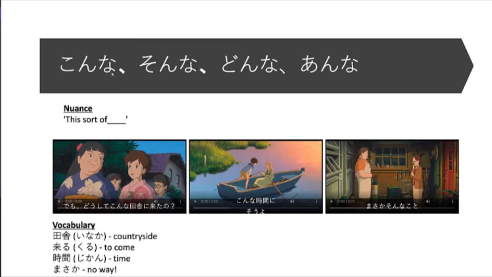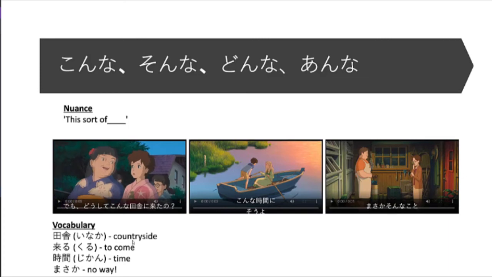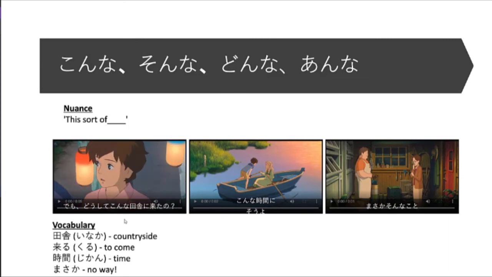Now we've got konna, sonna, donna, and anna, which is like this sort of. So here. でもどうしてこんな田舎に来たの? So, you got demo. どうしてこんな田舎に来たの? So, こんな is like this sort of town. 田舎 is countryside. こんな田舎. So, why'd you come to this countryside?